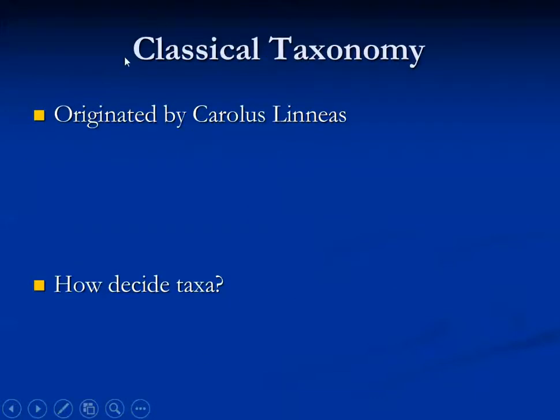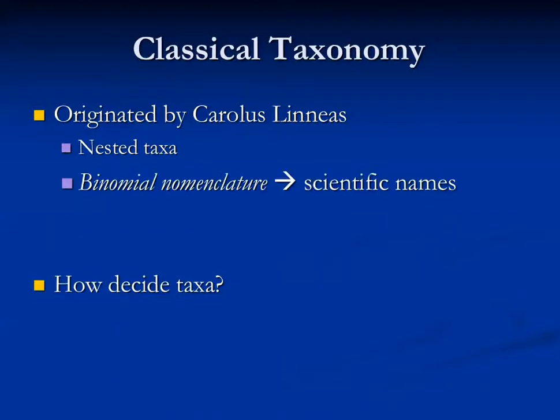All right, classical taxonomy was originated by a man, Carolus Linnaeus. He actually Latinized his name. And he came up with the nested taxa that I showed you before, that there are several phyla within one kingdom. Right? There's several classes within one phylum. And he came up with what's called binomial nomenclature, which is the scientific name that we give all organisms. So for instance, humans are Homo sapien. Fruit flies are Drosophila melanogaster.